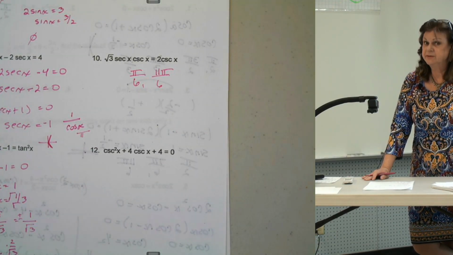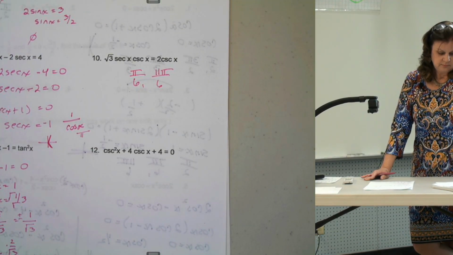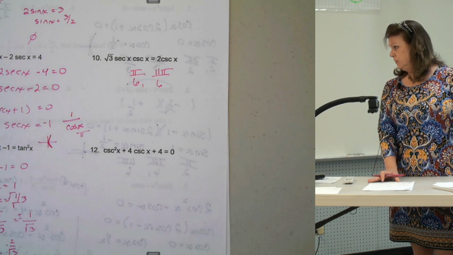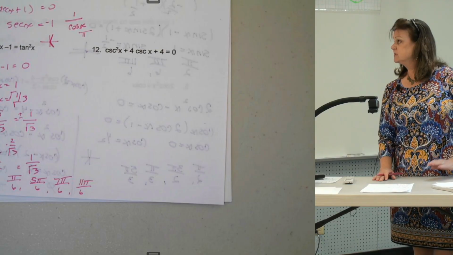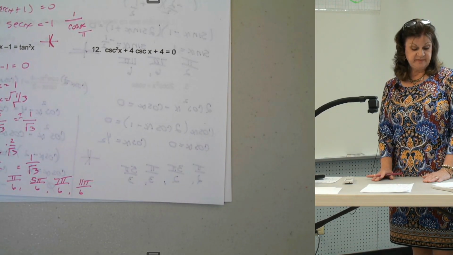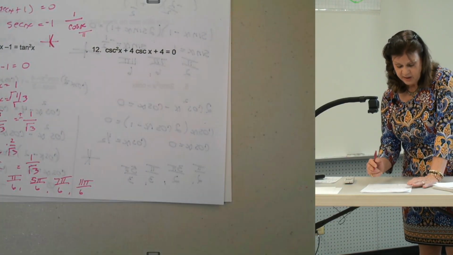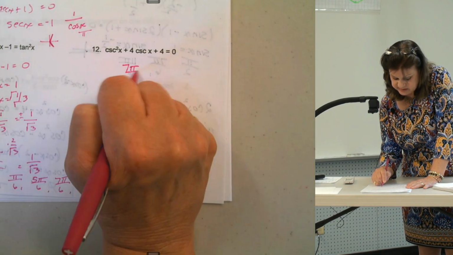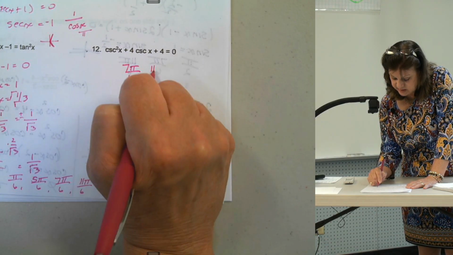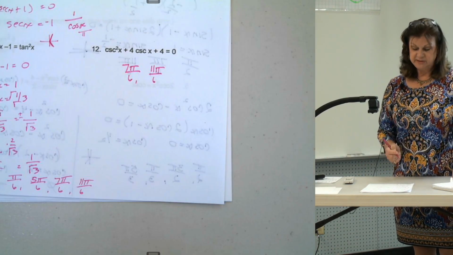Cosecant is 1 over sine. All right. Now you have cosecant squared plus 4 cosecant plus 4 is 0. Factors of 4 that add to give you 4: 2 and 2. And your answer choices here are going to be 7 pi over 6 and 11 pi over 6.